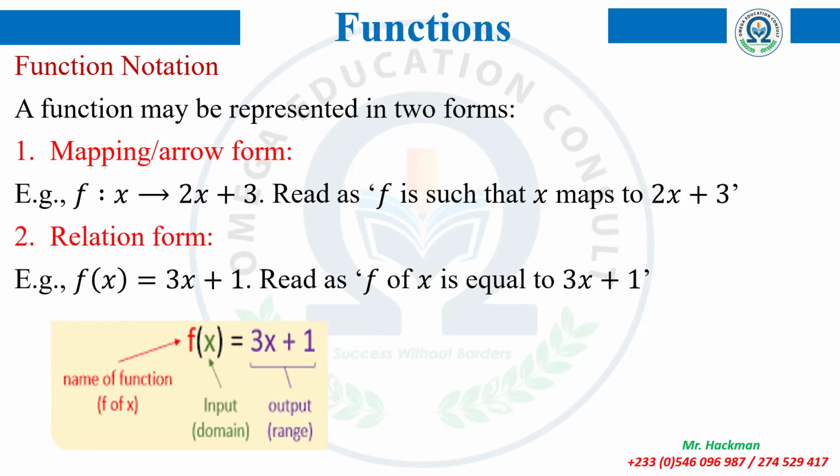Now let's look at function notation. Anytime you encounter function questions, you see any of these two notations, because functions are best represented in these forms. A function may be represented in two forms. The first form is the mapping or the arrow form. When the function is stated in the mapping or arrow form, this is how it comes. The name of the function is, you guess, here, this function is f.